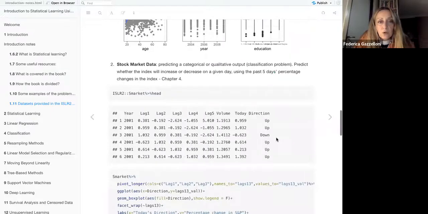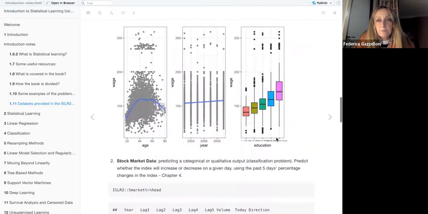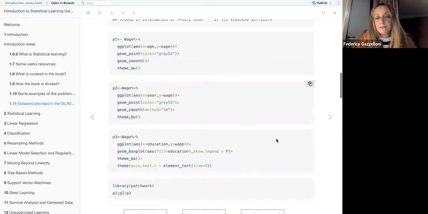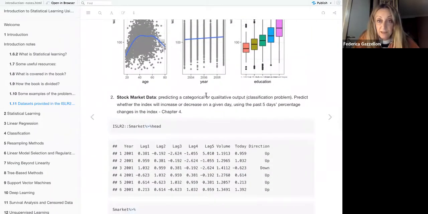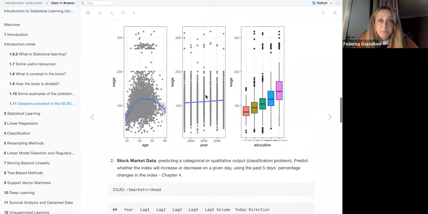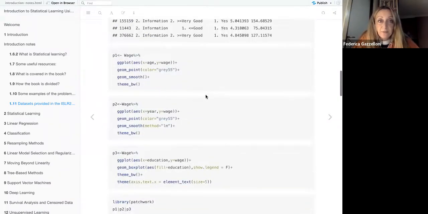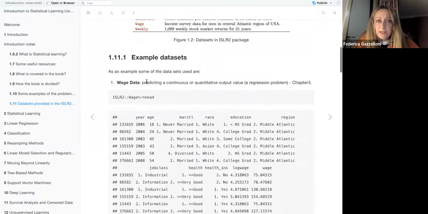So then there is another, he has made the example of these three data sets which are different from each other. So this type of data, the wage, is predicting a continuous or quantitative output value. So we have an output that we want to predict, and we value. It's a regression problem, for example.